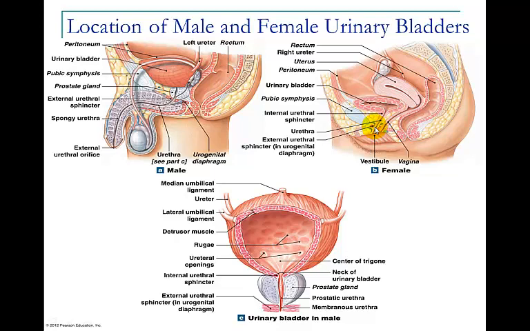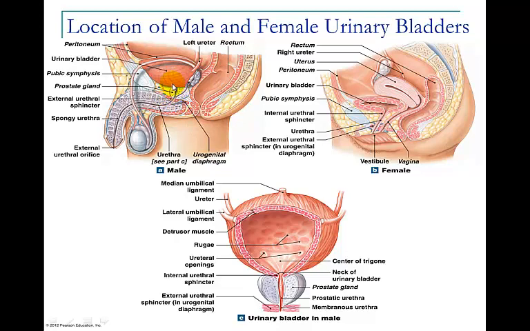In the male, the external urethral sphincter is in the same location as in the female. So if we look over here, we see the external urethral sphincter is here in the wall of the body as the urethra extends downward through the body wall into the penis. At that exit point, we have a band of skeletal muscle that will form the sphincter. So here's the external urethral sphincter.